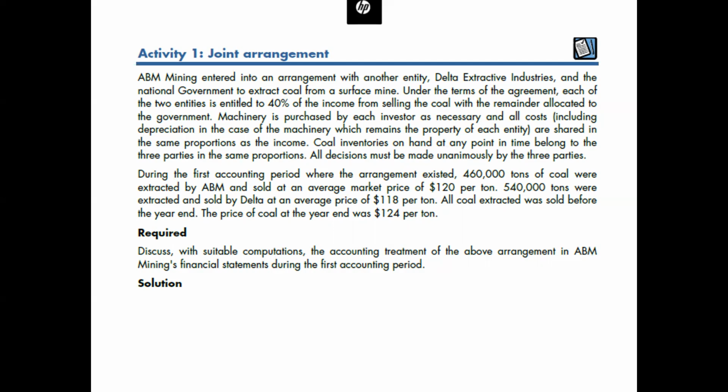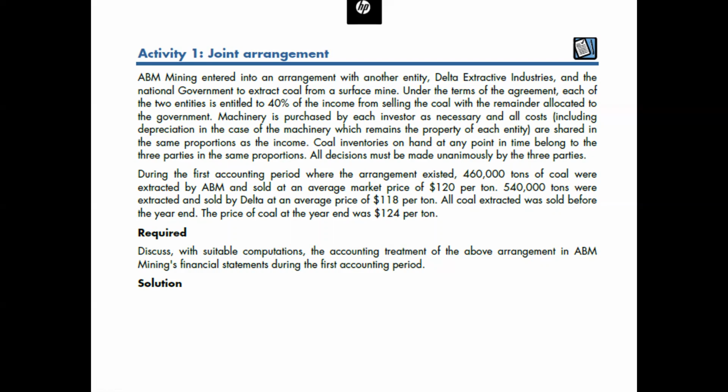To confirm that, they also tell me the machinery needed, ABM and Delta will purchase themselves. Cost to repair them and keep them active, they will, at the end of the day, share in the same proportion as income. Coal that's left will also be in the same proportion, and any decision that must be made unanimously needs to be agreed by all 3 parties. So can you see that there's no separate entity created for this specifically?